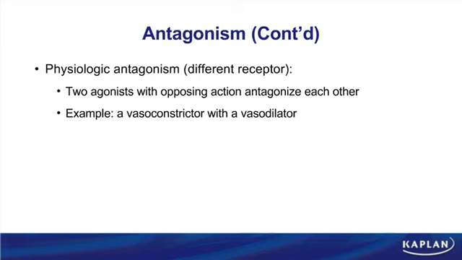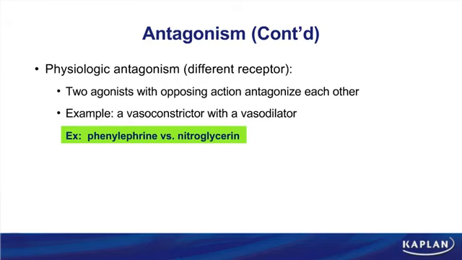A second type of antagonism is physiologic antagonism. In this case, you're dealing many times with two different agonists that oppose each other. The text tells you about a vasoconstrictor combined with a vasodilator. How about a real example? Phenylephrine is a potent vasoconstrictor. It works through alpha-1 receptors, whereas nitroglycerin is an important vasodilator working through nitric oxide. Those two actions, even though they're mediated by different receptors and different pathways, those two actions oppose each other.